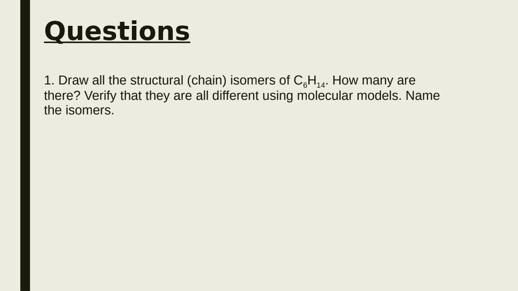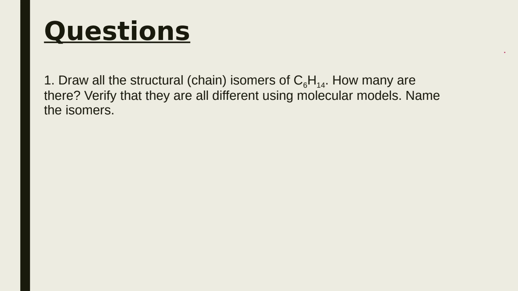So let's practice drawing some isomers for a few chemical formulas that I give you. It says here, draw all the structural or chain isomers. Chain tells us that it's straight chain, no rings, of C6H14, and it says how many are there, and verify that they are all different using molecular models. I also say to name them. This is so important that you name them, because that's the only way that you'll know whether you came up with the correct number of isomers.